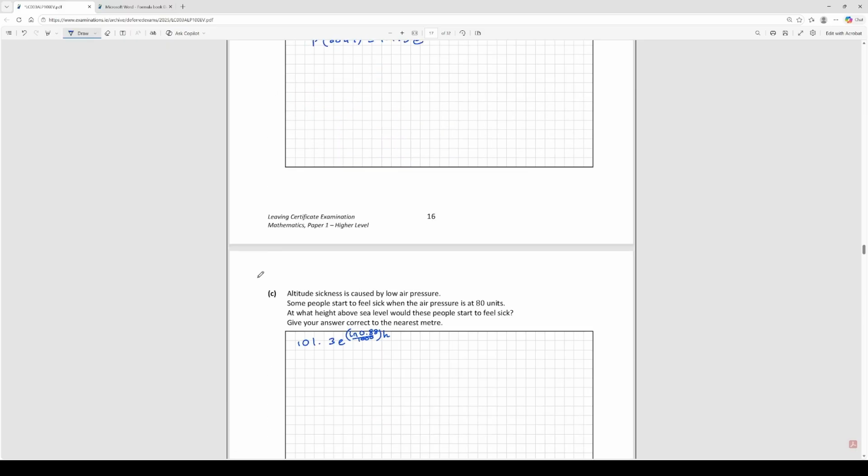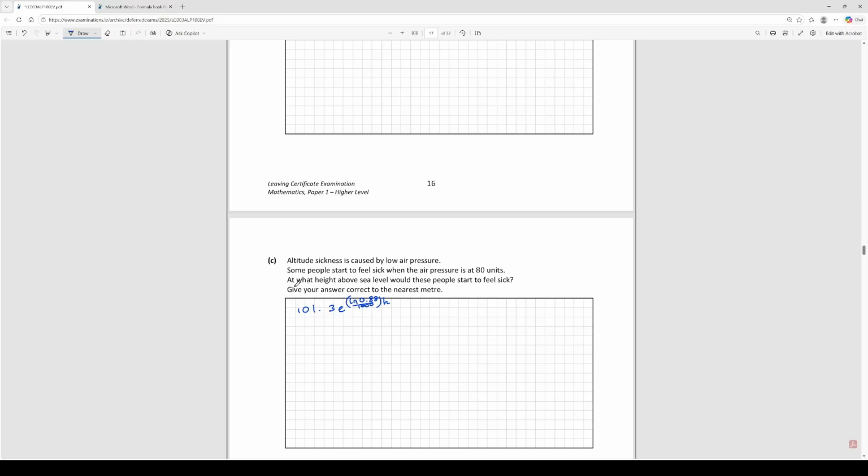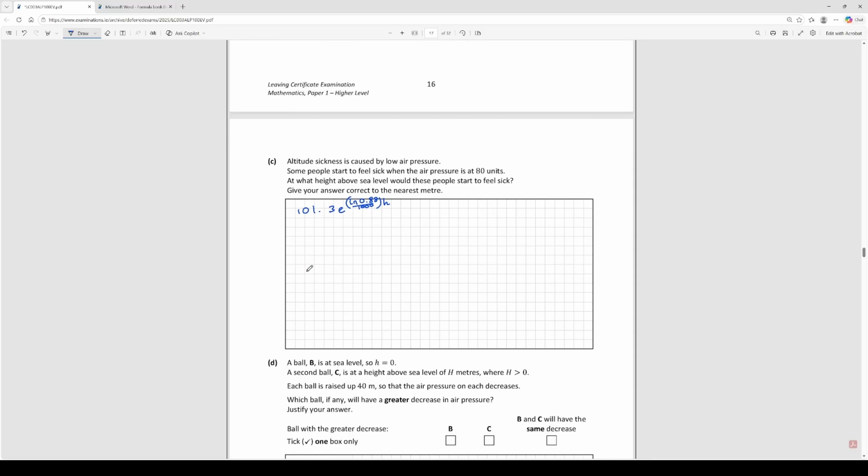Did I get it right? And then 0.88. Yep. So, they said when it's at 80, so I'll put it equal to 80. Then we would divide both sides by 101.3. So we'd end up with, I'm not writing that all out again if that's okay with you guys. 101.3. It doesn't matter if it's not all right with you guys. You're not here.